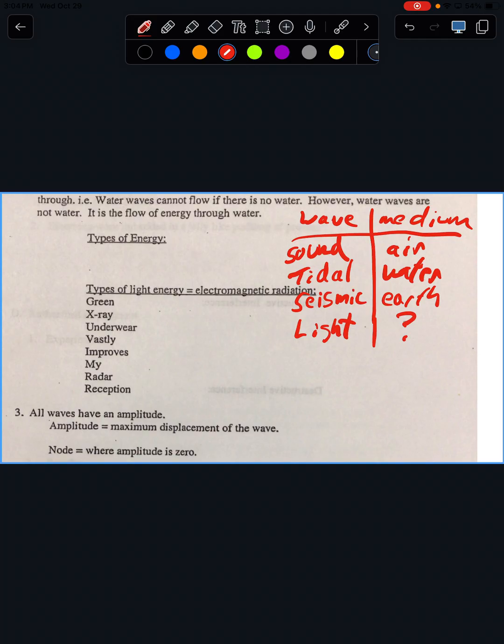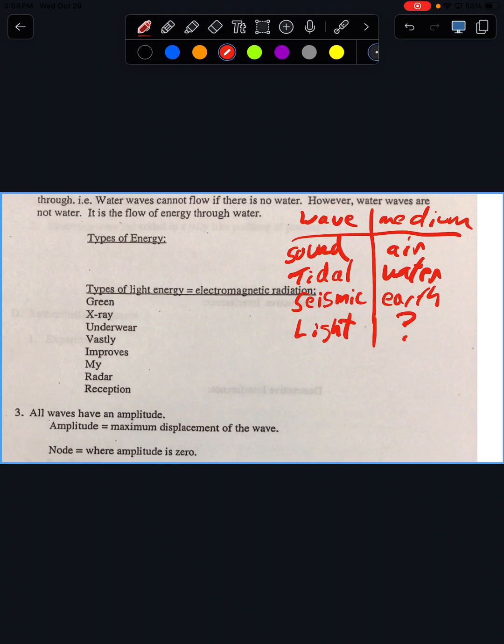Some of the stuff you're going to learn in this unit is theory, we're not sure. So right now, as it stands, we believe that light is the only thing that can travel through nothingness, okay? So, radio waves are light, so they're able to travel through empty space.